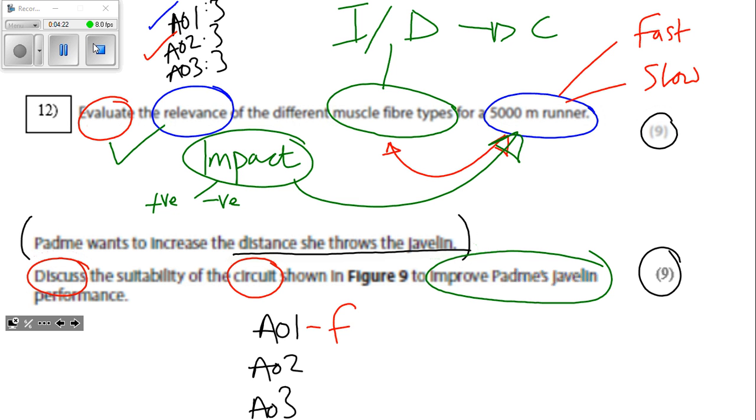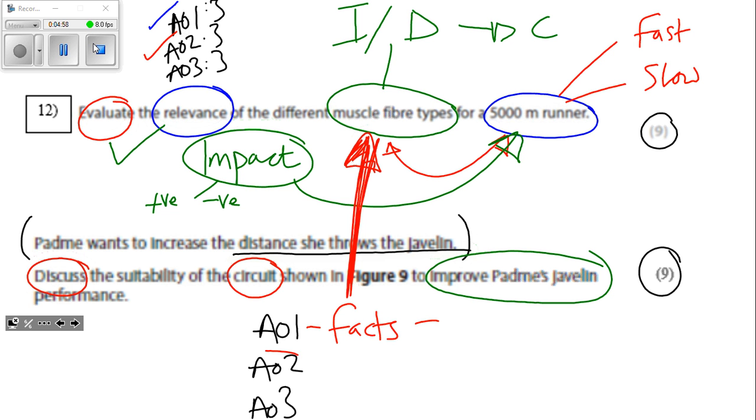AO1 is facts. Just like up here, where we wrote some facts about the different muscle fibers, so many people didn't give me any facts about circuit training at all. So what are some of the facts? Some of the facts you might write down: circuit is arranged in stations. It works different muscle groups. You work for a different set amount of time with recovery periods as well. There's a multitude of different things you could write, but loads of people missed the facts off.